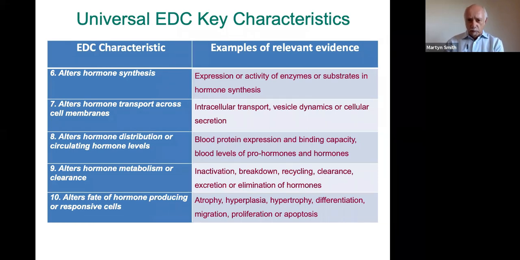So one of the conclusions that came from this, I think Jerry Heindel was one of the first to point this out, is that we have a lot of assays for some of these key characteristics, but practically none for others. And this sort of opens up, shows the data gaps that we may have in looking at endocrine disrupting chemicals.